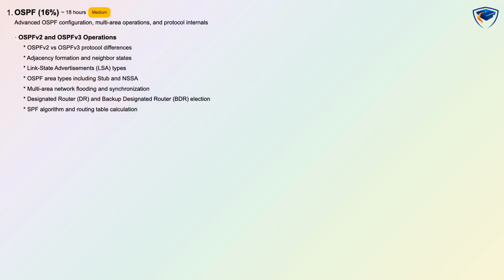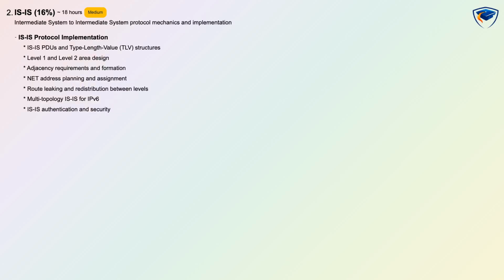Expect to design multi-area networks, manage stub and NSSA areas, understand DR and BDR elections, and trace the SPF algorithm to routing table calculation. ISIS also carries 16% and targets Intermediate System to Intermediate System protocol mechanics and implementation. Difficulty is medium with an estimated 18 hours and assessments that are conceptual plus scenario-based.